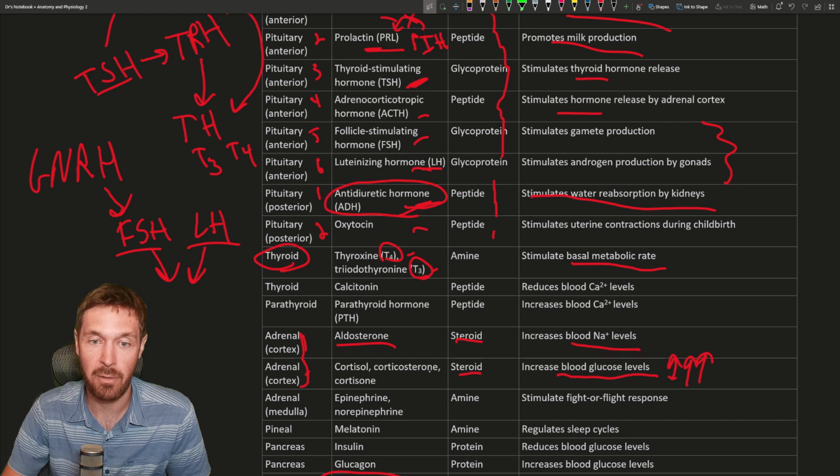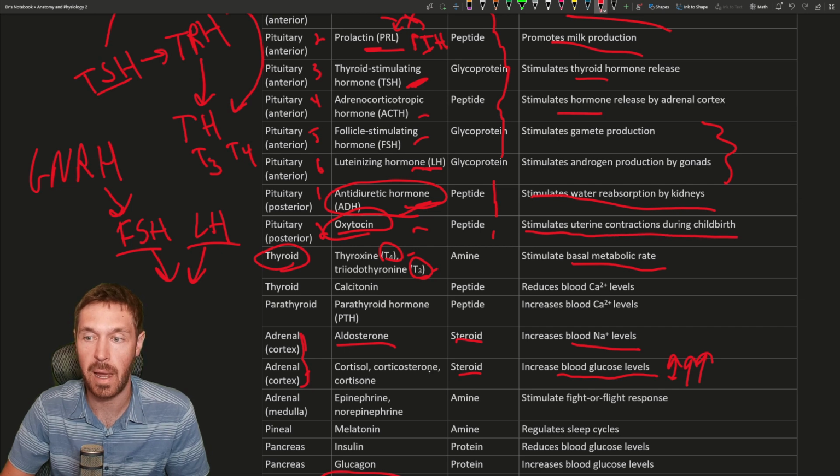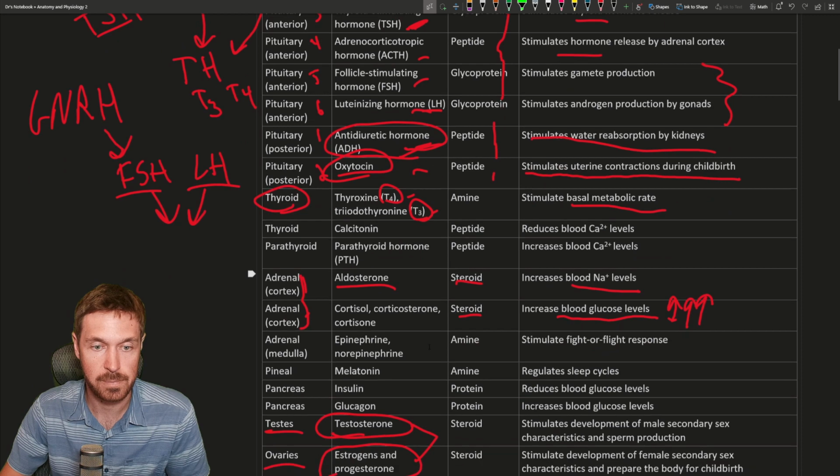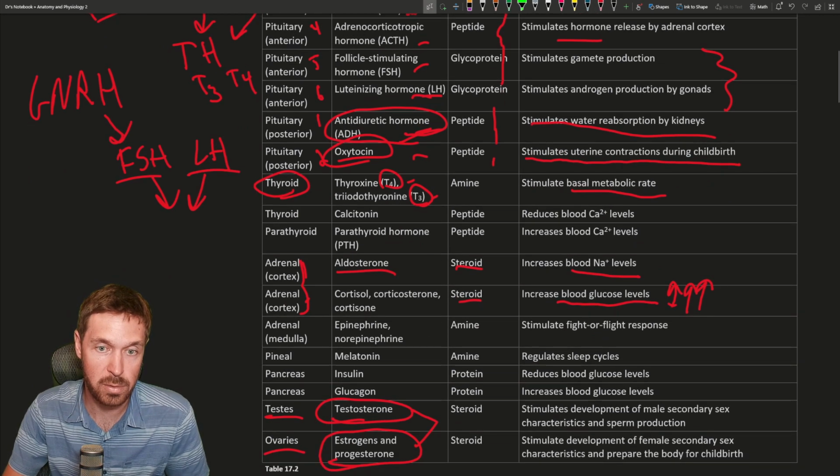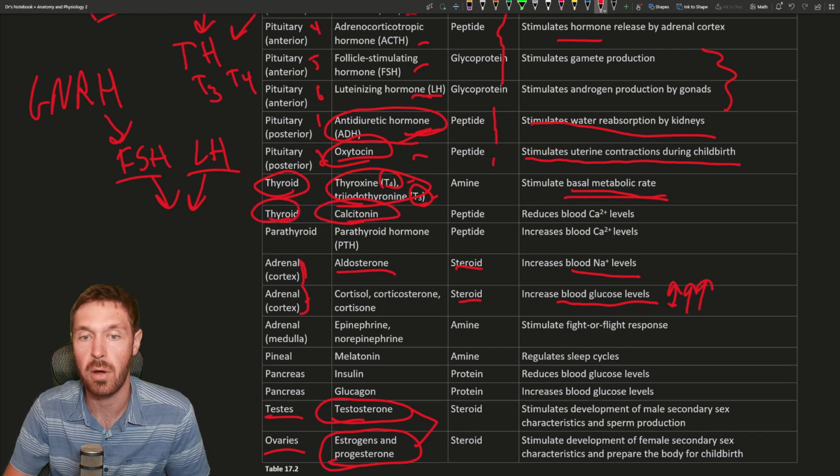We talked about antidiuretic hormone. Next up, we have oxytocin. We talked about this one before: it is that positive feedback that stimulates uterine contractions during childbirth. Then the thyroid has thyroid hormones, T3 and T4, for basal metabolic rate. The thyroid also releases another hormone called calcitonin. Calcitonin responds to high blood calcium levels.